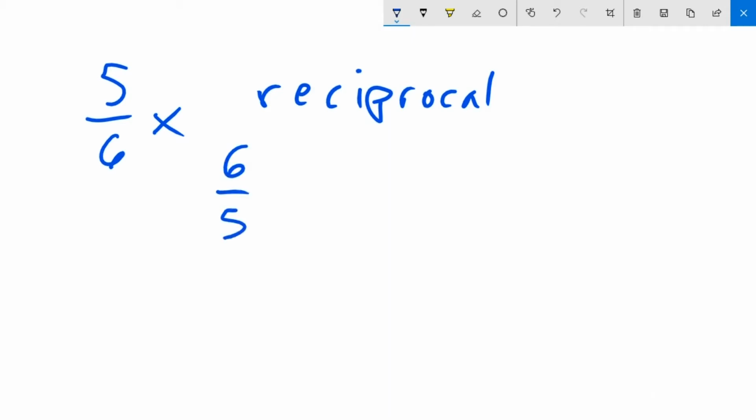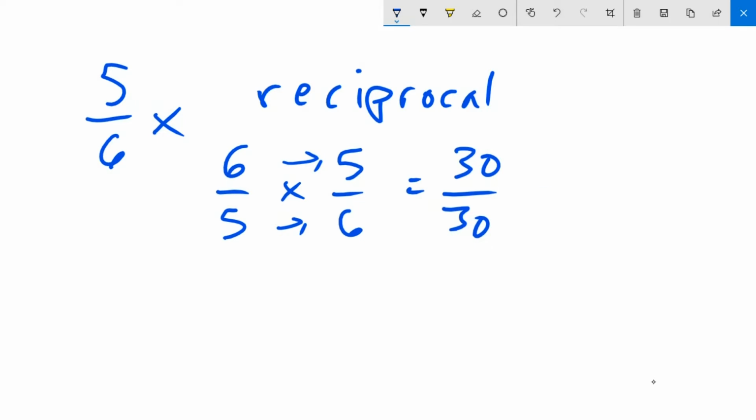Now, why do we multiply by the reciprocal if we're trying to get the x by itself? Well, check this out, guys. 6/5, that's the reciprocal of 5/6. What's 6 times 5? 30. What's 5 times 6 over here? Over 30. What's 30 over 30? That equals 1. And what's 1 times x? That equals x. We multiplied by the reciprocal, which is 6/5, and now we ended up with 1 times x, which means we got x by itself. And this works with anything.